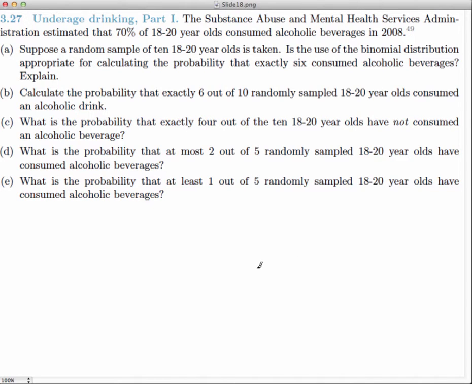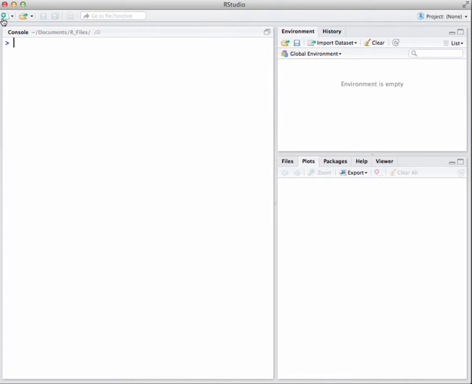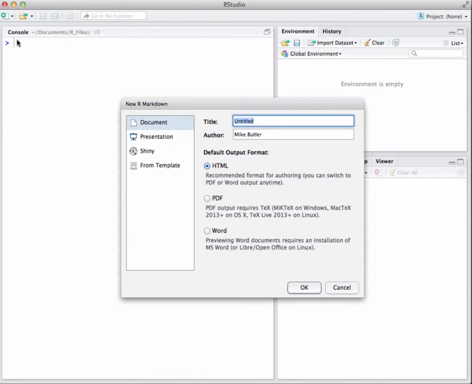These are from the textbook. This is Underage Drinking Part 1. The Substance Abuse and Mental Health Services Administration estimates 70% of 18 to 20-year-olds consumed alcoholic beverages in 2008. And they give us the source there. Okay, we're going to go ahead and open this up in RStudio because we're going to actually do the calculations. We're going to do some pre-work first, then we'll do the calculations in RStudio. So let's go ahead and open our markdown file. Call this one assignment 4. Get it going here.